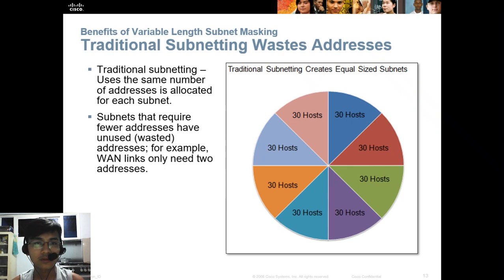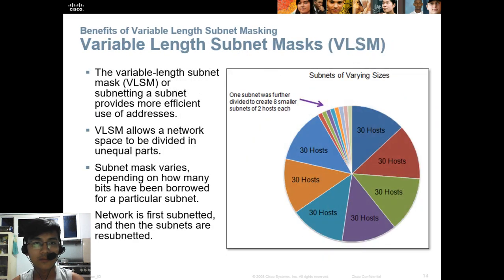Traditional subnetting wastes addresses. Traditional subnetting uses the same number of addresses for each subnet. Subnets that require fewer addresses have unused addresses. For example, serial links only need 2 addresses.